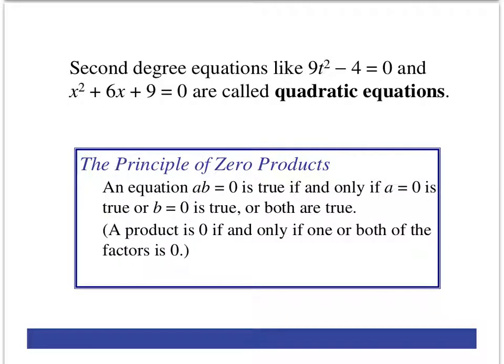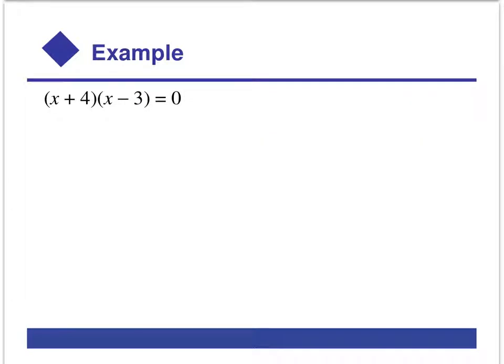The principle of zero products: an equation a times b equals 0 is true if and only if a equals 0 is true, or b equals 0 is true, or both are true. A product is 0 if and only if one or both of the factors is 0. So to solve these, you're basically just going to set each factor equal to 0 and solve like we've done in the past. So x plus 4 equals 0 and x minus 3 equals 0.